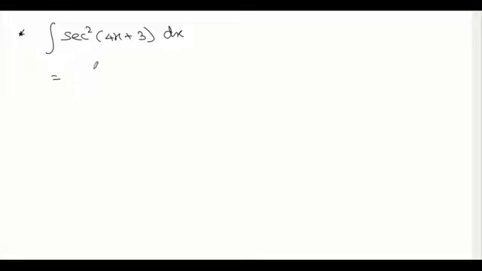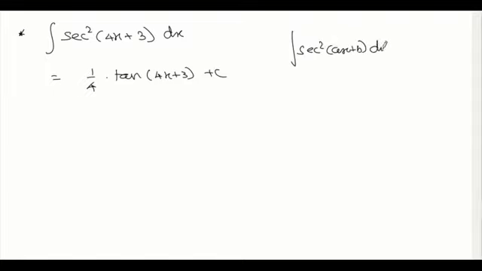Secant square 4x plus 3 is 1 by 4 into tan 4x plus 3 plus c, because integral secant square ax plus b dx is nothing but 1 by a tan ax plus b plus c. That's all. It's a formula. We can remember this as the formula.